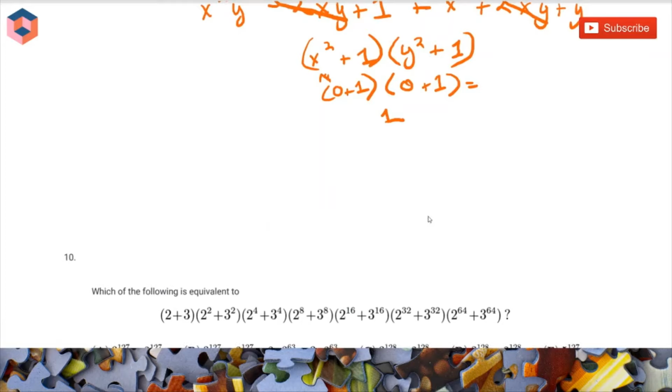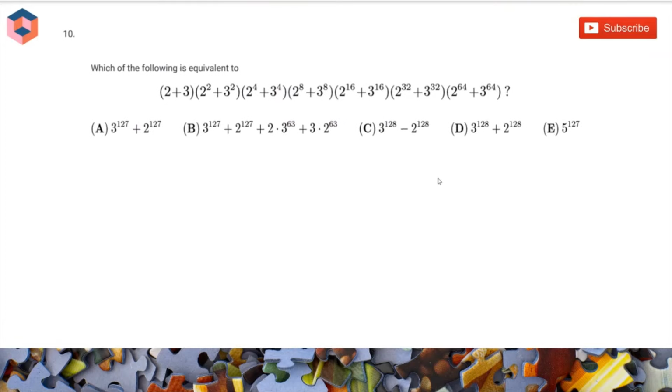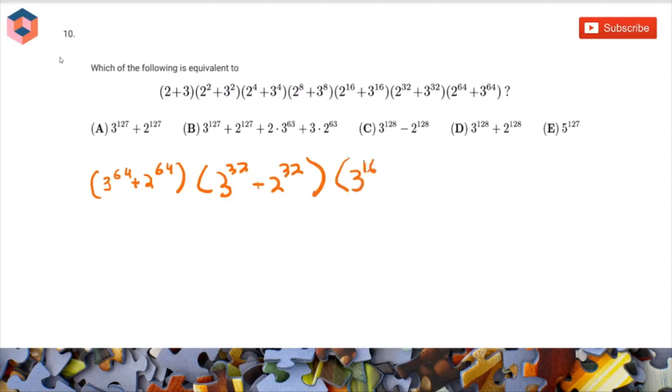Problem number 10. Which of the following is equivalent to this expression right here? Now here we use a very clever manipulation called the difference of squares. First, just to make it a bit more obvious how you could see this, we rewrite everything but in reverse order. So we get 3 to the 64 plus 2 to the 64, multiplied by 3 to the 32nd power plus 2 to the 32, times 3 to the power of 16 plus 2 to the power of 16.